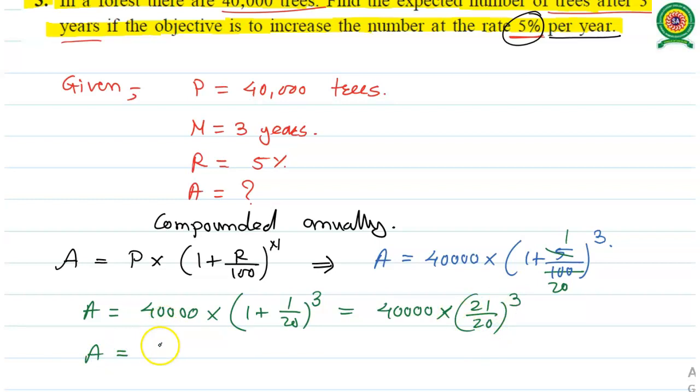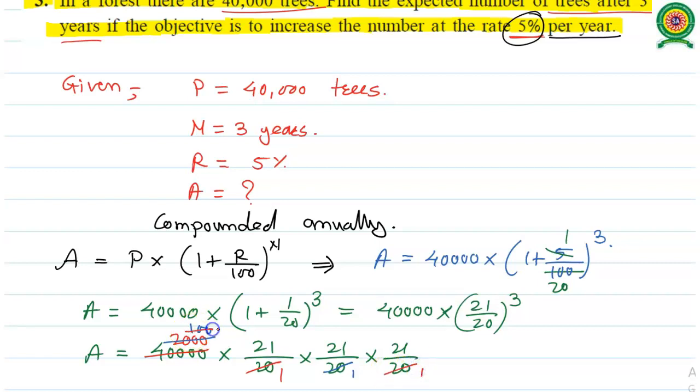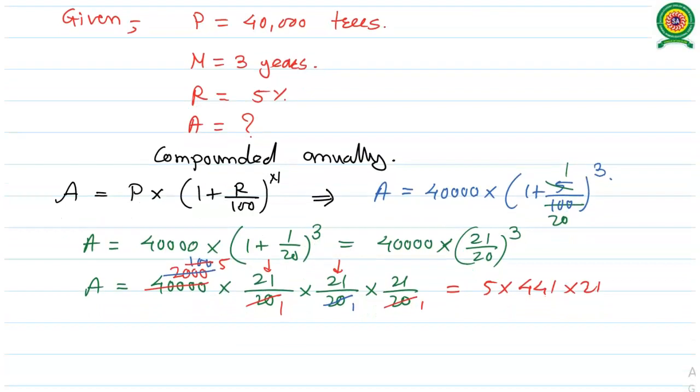So the amount of trees at the end of the 3 years is 40,000 into, now cube means multiplying itself 3 times. That means 21 divided by 20 into 21 divided by 20 into 21 divided by 20. Now we know 20 twos are 40, so we are getting 2000. Again 20 ones are 20, 20 fives are 100. And the same at last, 20 ones are 20, 20 fives are 100. So we remain with 5 into 21 into 21, which is 441, into 21 remaining as it is.